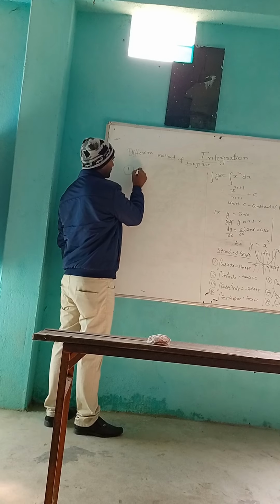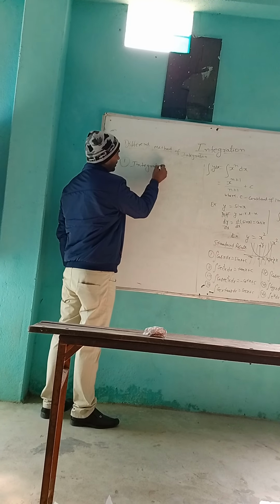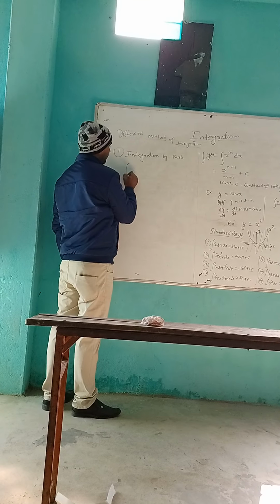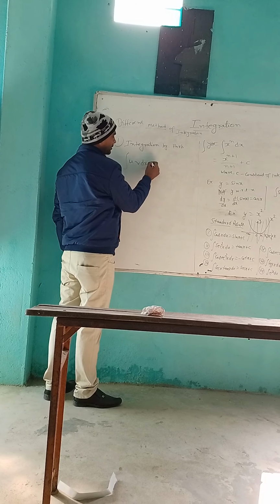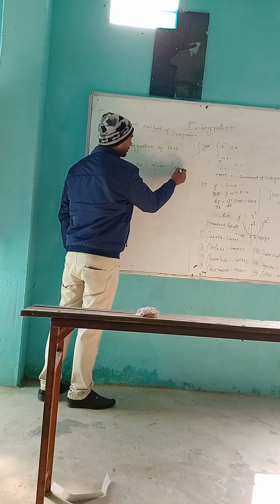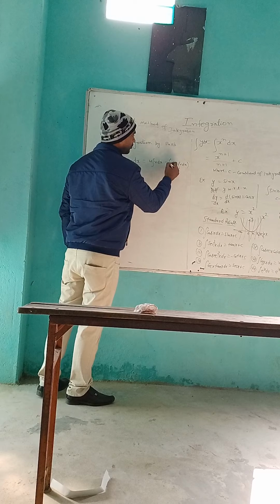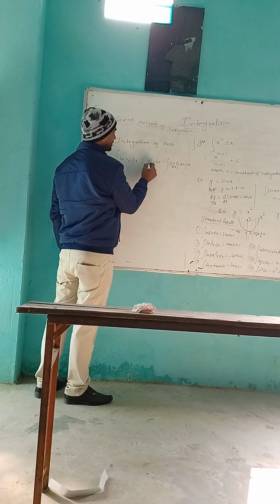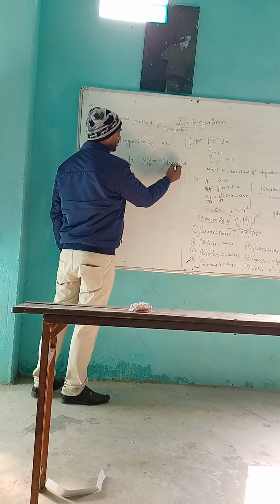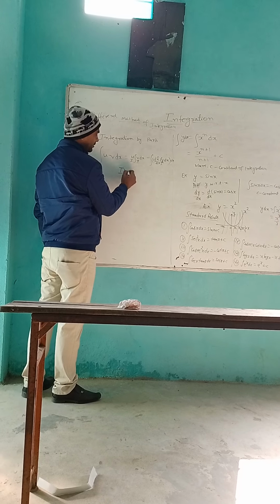First one, integration by parts. The integral of u into v dx equals u times the integral of v dx, minus the integral of du by dx into the integral of v dx, with the integration sign over the whole dx. The meaning of this is that u is the first function and v is the second function. So basically integration by parts depends on the ILATE rule.